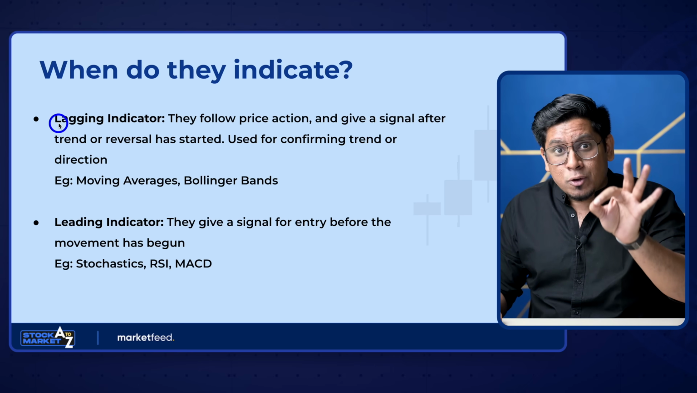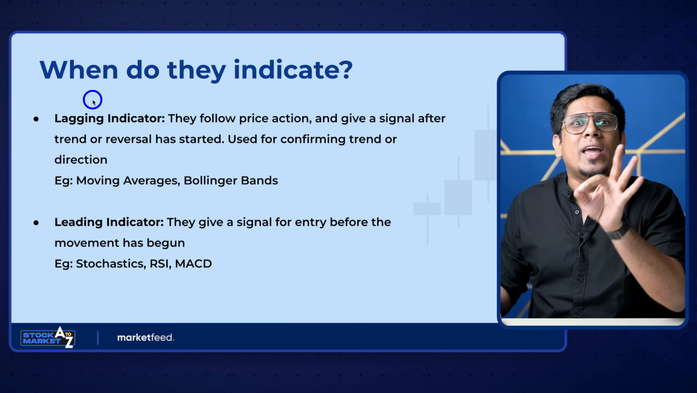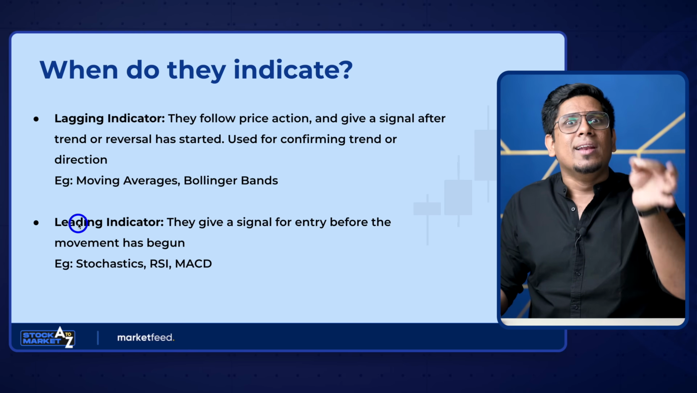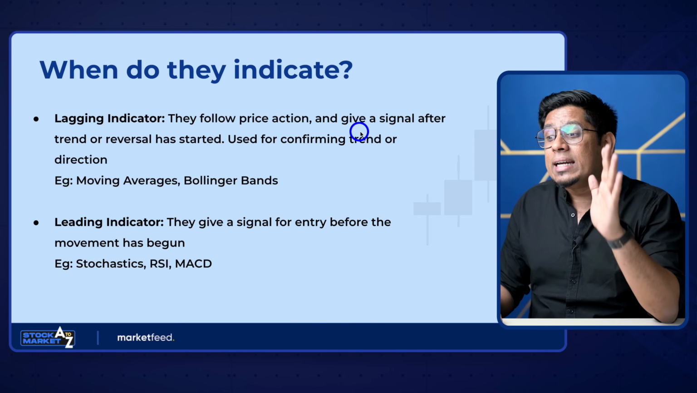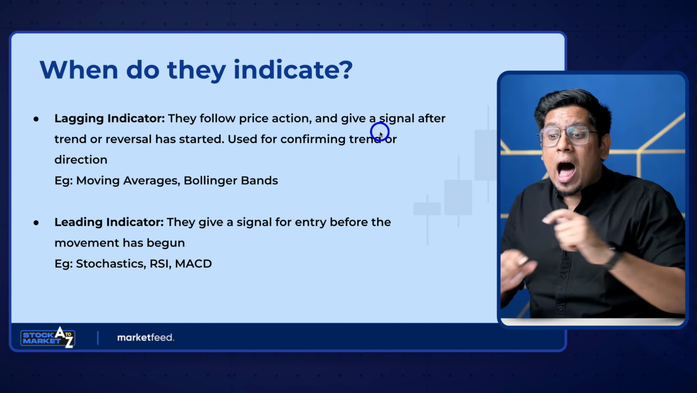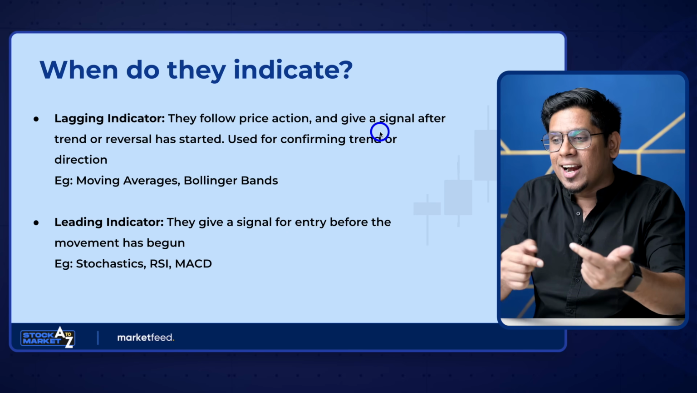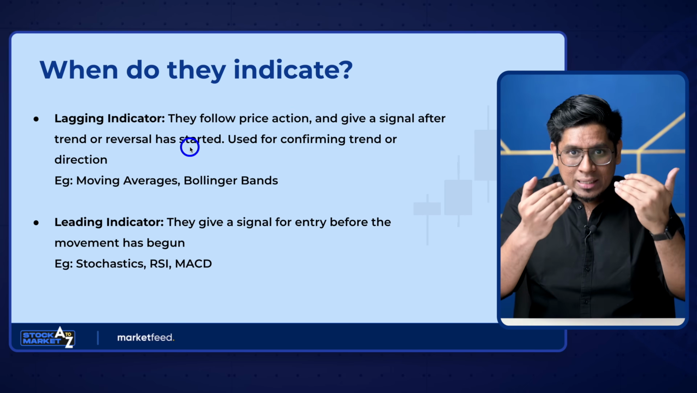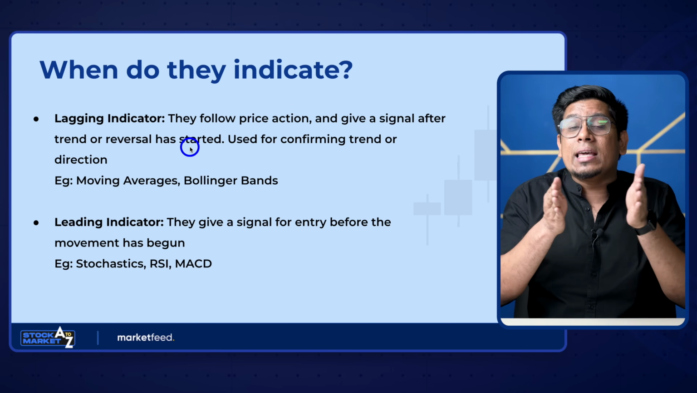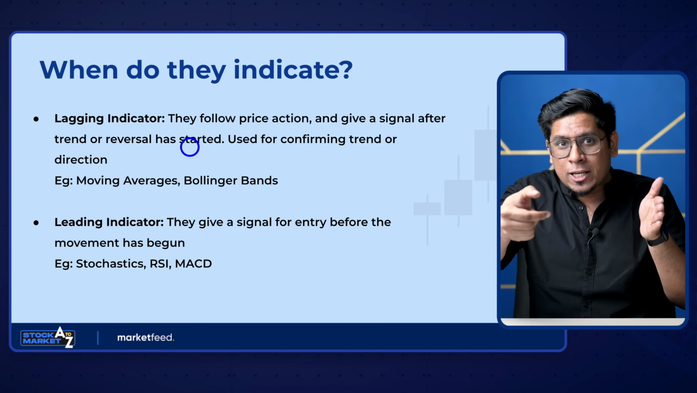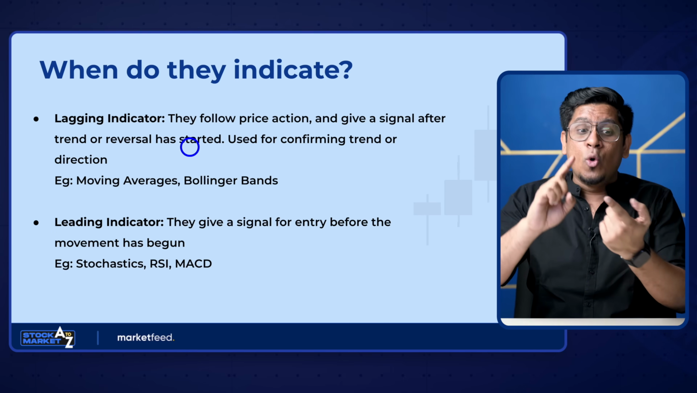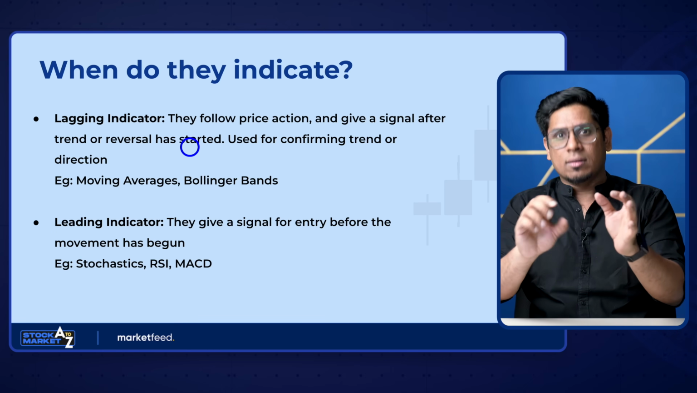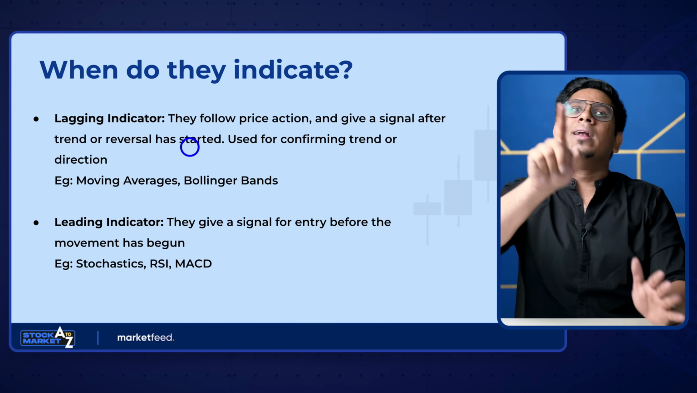That is, different types of technical indicators based on when do they indicate. The first type there is lagging indicator, and the second type is leading indicator. Now, lagging indicators are technical indicators that give a signal after a trend or reversal has started. They are used for confirming trend or direction. The name itself literally says it, right? Lagging indicator. They indicate the price movement in a lagged manner. That is, only after a trend is formed or a reversal has happened, this indicator would say that. After it has happened, it would say that it has happened.